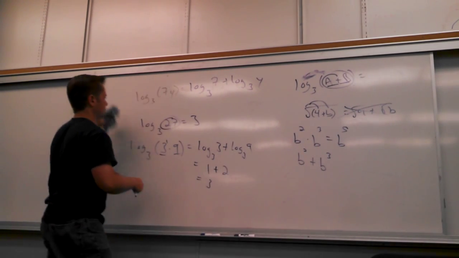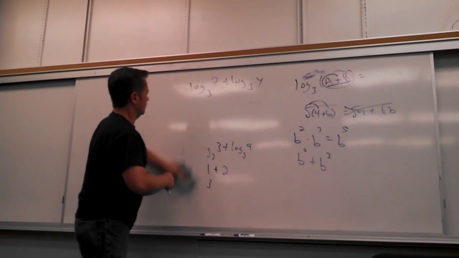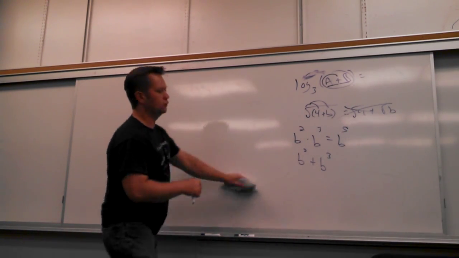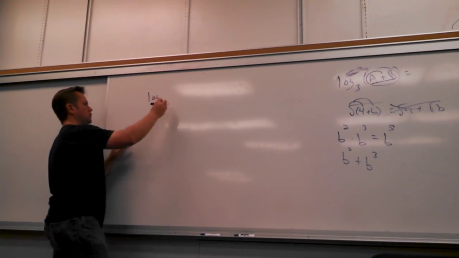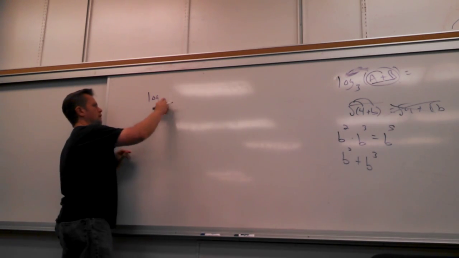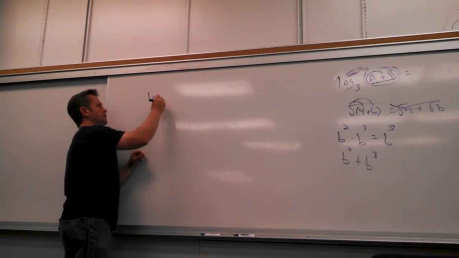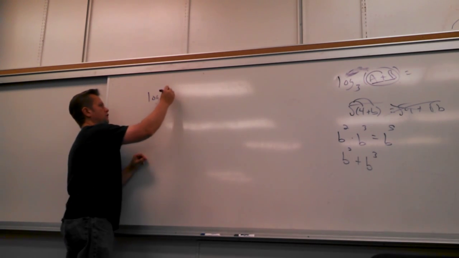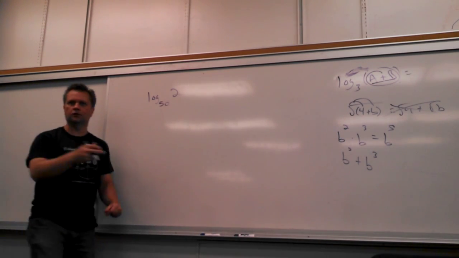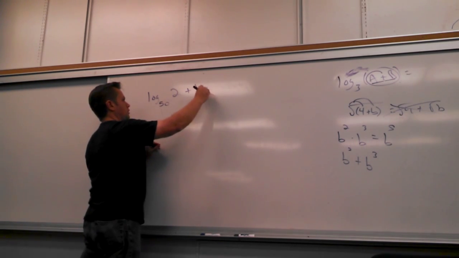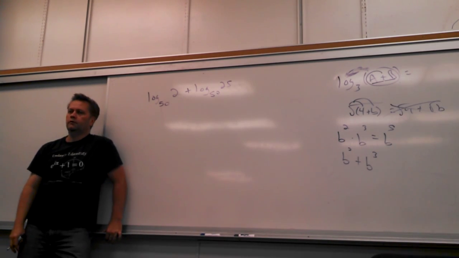Okay. So let's do some more. This is sort of like getting used to what this property means. The most useful way to use this property is in reverse. What's log base 50 of 2? Do you know? Okay, good. I don't know either. And what's log base 50 of 25? I don't know.